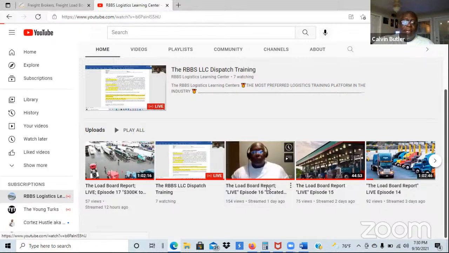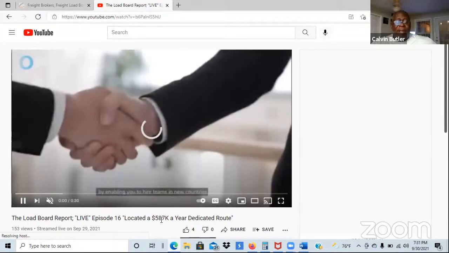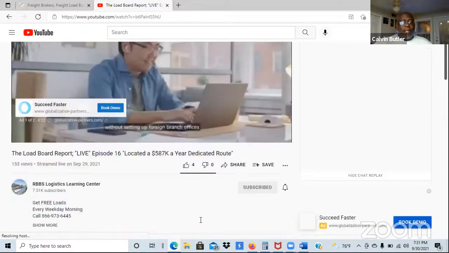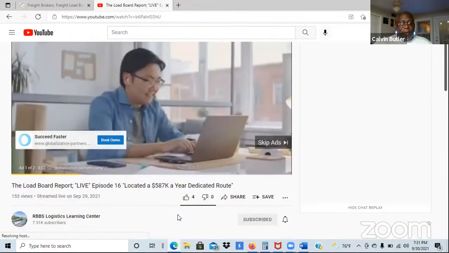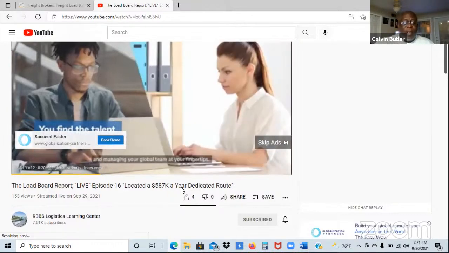And that dedicated that we found, see right here, I'll show it to you all, I believe it was $787,000. And we gave that away free on the load board report. No, I'm sorry, not that. $587,000 per year dedicated route in Arkansas. Okay, that's what we found. A $587,000 dedicated route in Arkansas.